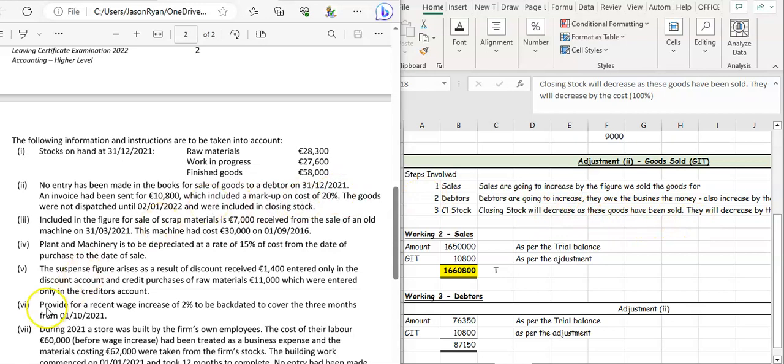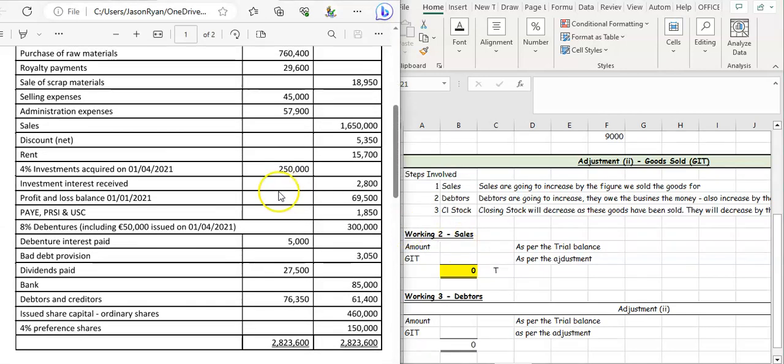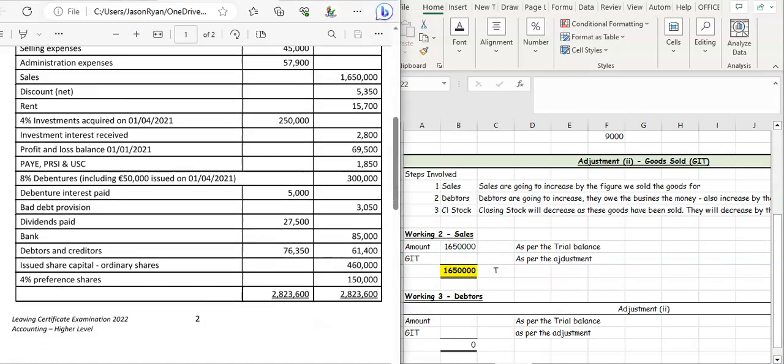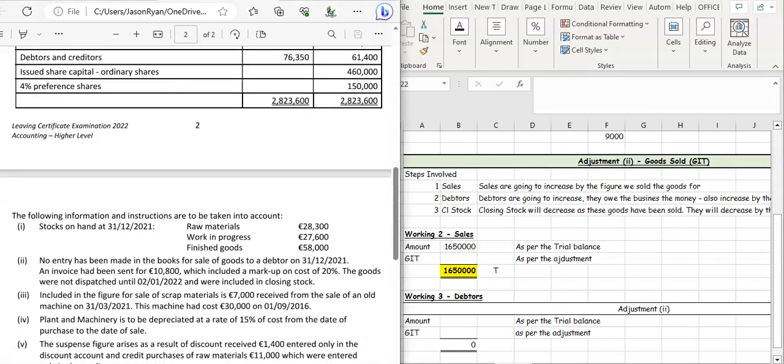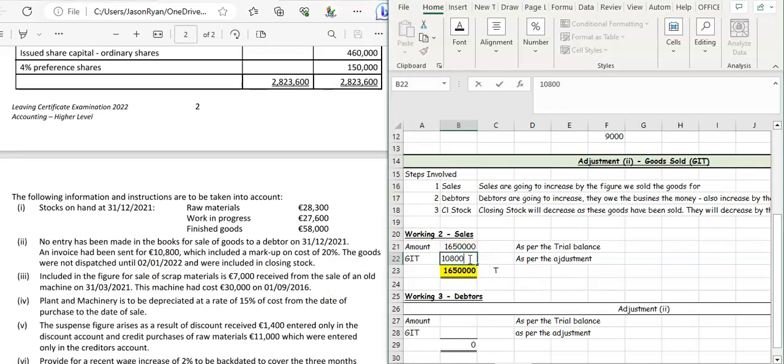So we need to find what is the 100%. For our sales figure, that's going to be in the trial balance. So we go and have a look at our trial balance, and our sales then are 1,650,000. And our goods in transit, as per the question, is 10,800. So we're going to add that on, and we get our new figure that goes into your trial balance of 1,660,800.